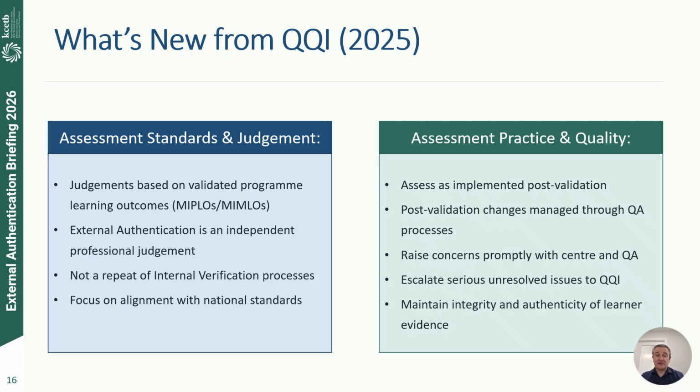Also, the external authentication is an independent professional judgment. It's not a repeat of the internal verification or a procedural checklist. You are making a judgment call when you view the learner assessment. So it's an exercise of your professional judgment, and if there's a question of whether the learner has met the standard or potentially has exceeded the national standard and should be getting a grade above what it got, then within your professional judgment, if you feel the grade should be changed, please fill in the grade change section of the report.